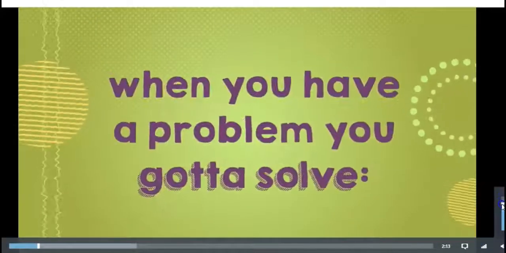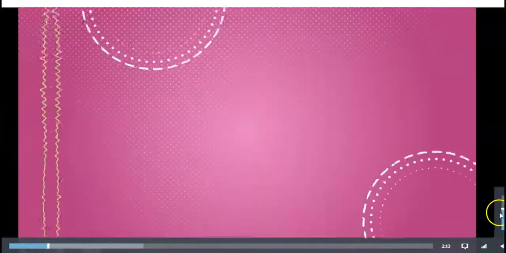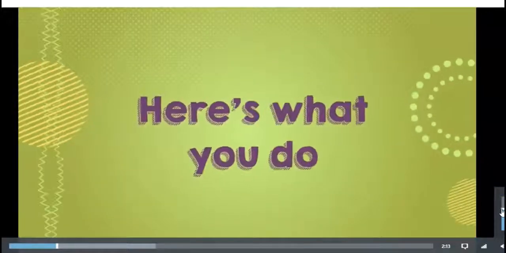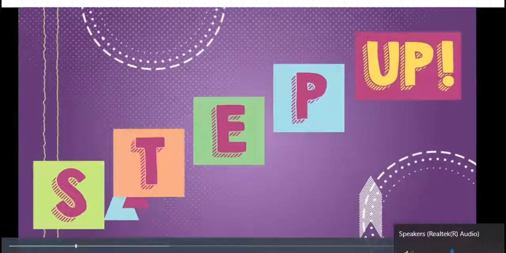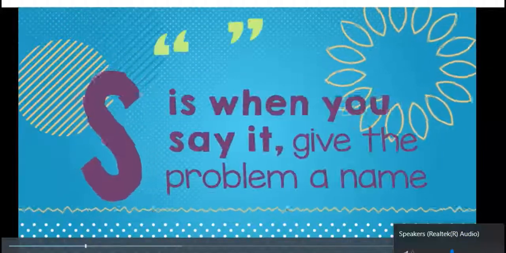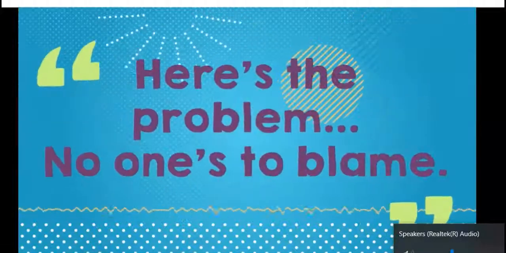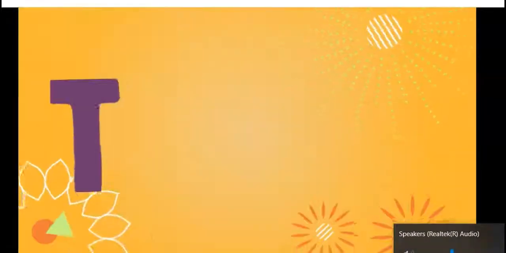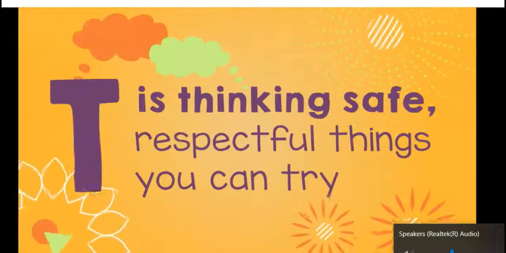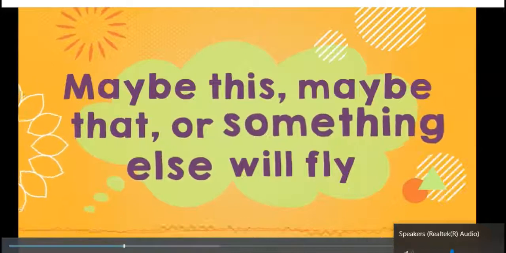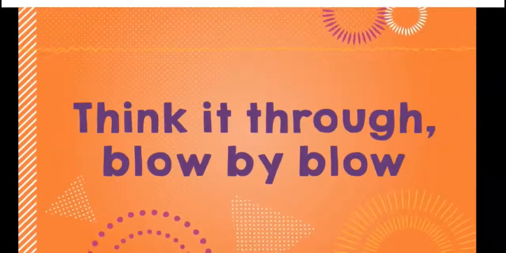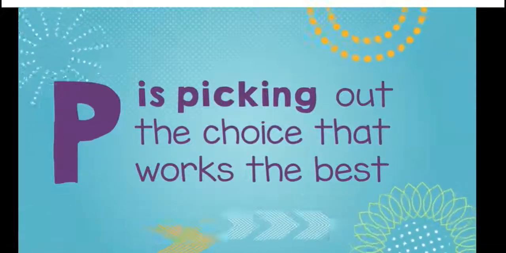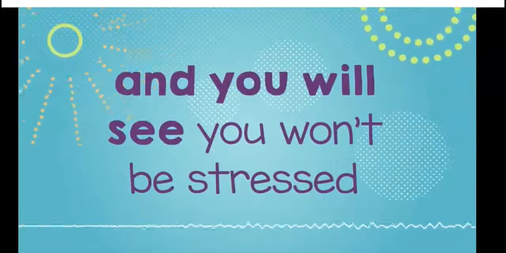Here's what you do when you have a problem you gotta solve. Step up. S is when you say, give the problem a name. Here's the problem, no one's to blame. T is think and say respectful things you can try. Maybe this, maybe that, or something else will fly. E, exploring how those things you think might go. Think it through, blow by blow. P is picking out the choice that works the best. Step it up and you will see you won't be stressed.